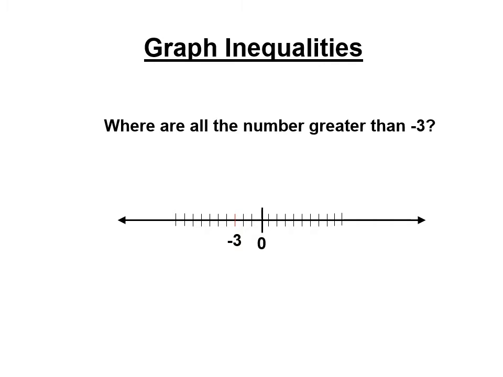Where are all the numbers greater than -3? You do an open circle on -3, and all the numbers, including -2.999, are this way.